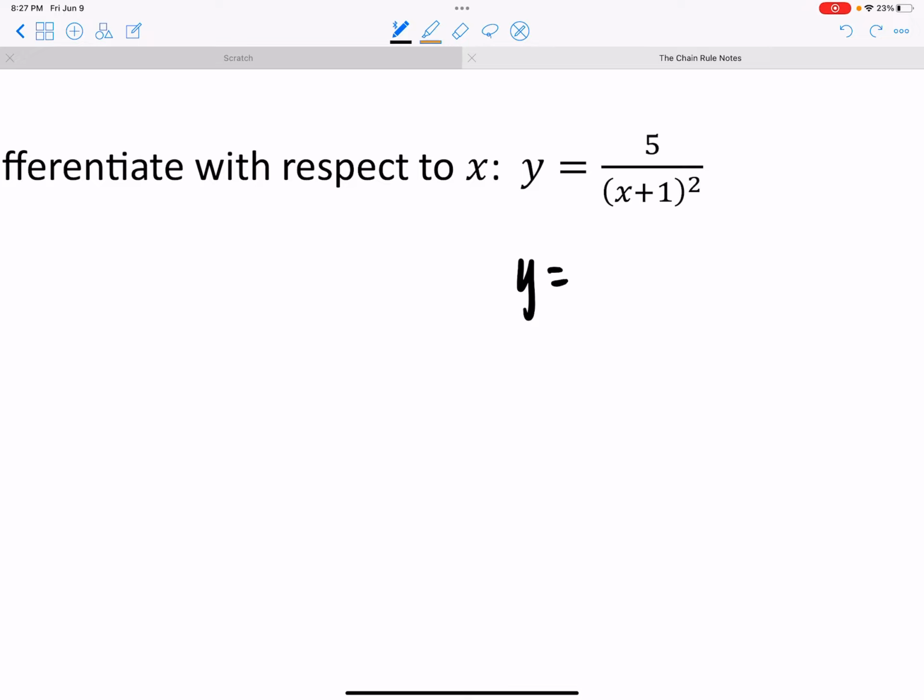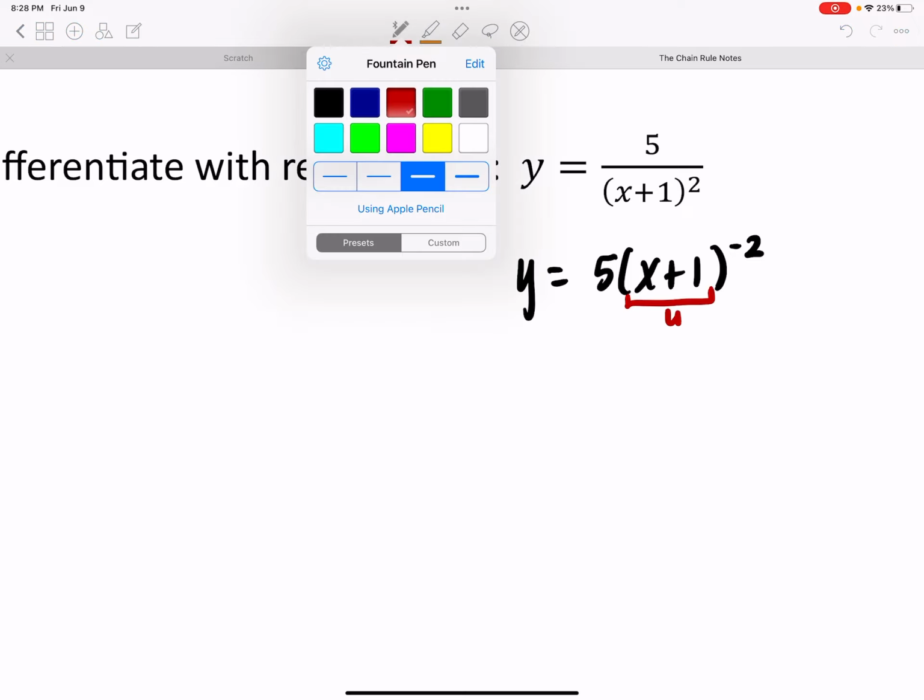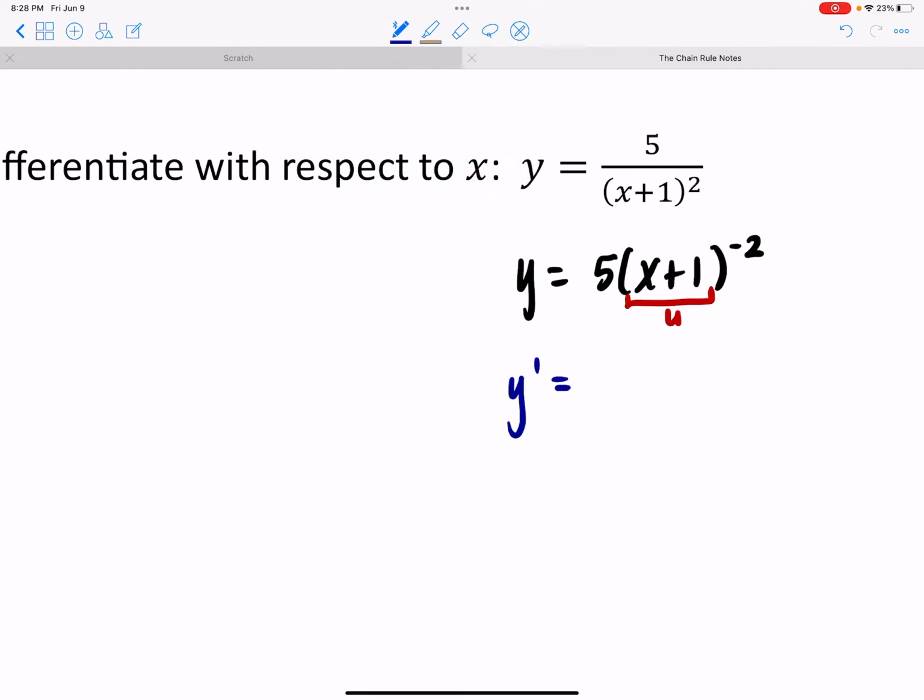So I'm just going to move this to the top of the fraction by changing the sign of my exponent. So I'm going to rewrite my function as 5 times (x plus 1) to the negative second. That way, using my power rule becomes very simple. So now I'm just going to envision this as my u. So when I go to find y prime, the derivative of y, if it was 5 times u to the negative second power, I would multiply here to get a negative 10. I would leave u alone, and then I would subtract 1 from the exponent.